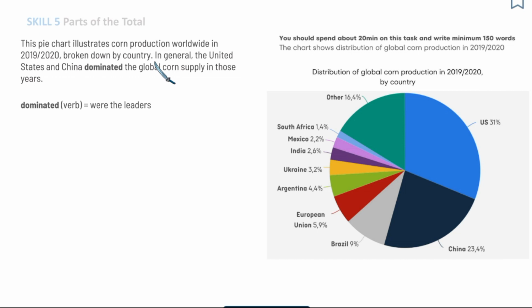In the overview, which is only one sentence here, I have used the word dominated. Dominated is a verb, and the meaning is clear. It means that United States and China were the leaders. So they dominated the global corn supply in those years.